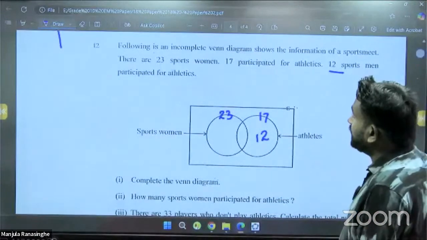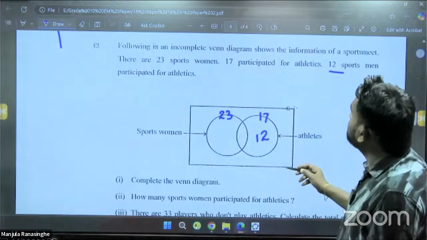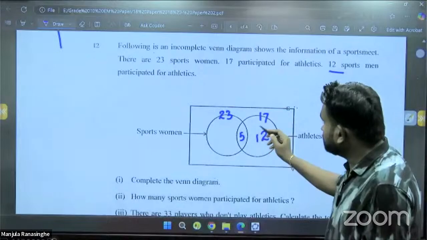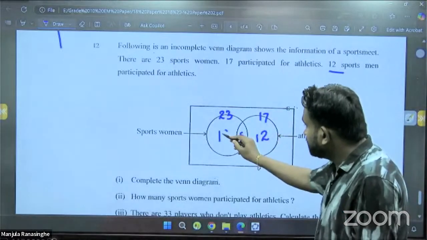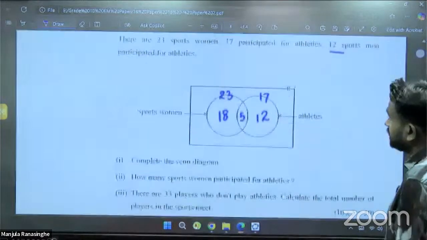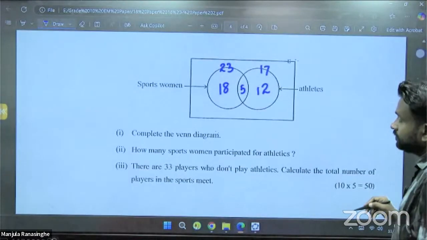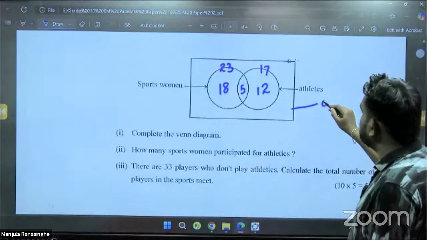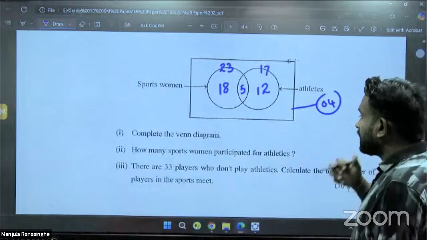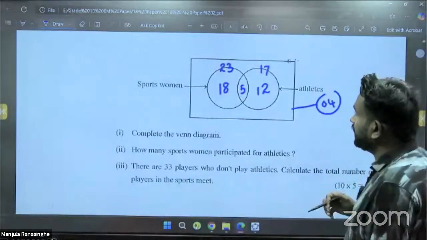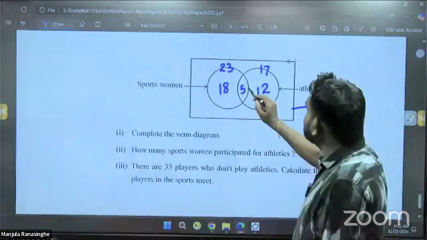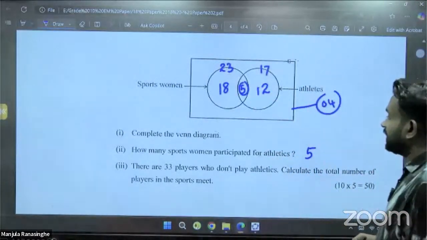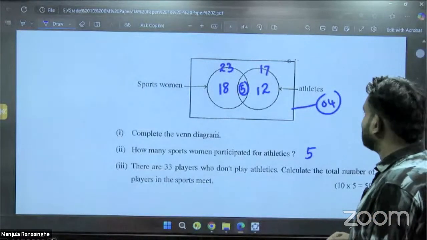Okay, then you can fill it up here. Here 17, here 12, means here 5, because of the sum of these two. Then 23, here 5, means here 18. Okay. Then complete the Venn diagram. We completed it. For that completion, you have 4 marks there. Now, how many sportswomen participated in athletics? Sportswomen in athletics means this 5. The answer is 5.